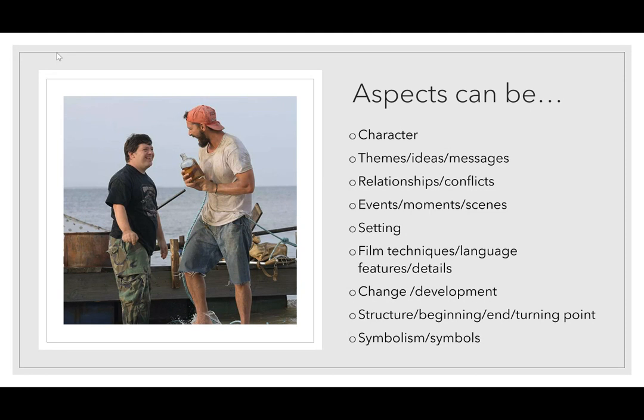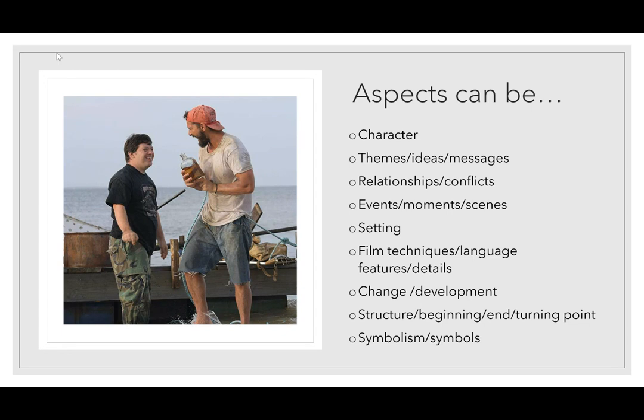Things that refer to structure, beginning of a text, end of a text, turning point, they are aspects of the text. Some work really well. The beginning of our text works well to set up our expectations of the characters, but we might not be able to get a full essay out of it with our text. Symbols or symbolism are sometimes considered a method or a film technique or a language feature, but they're another aspect of a text. So those are some examples of aspects.